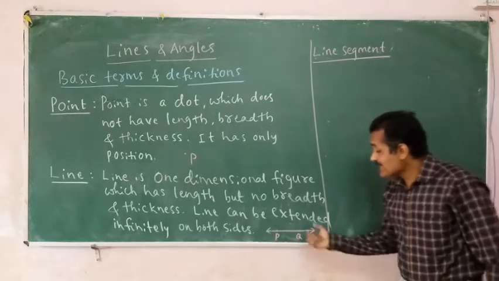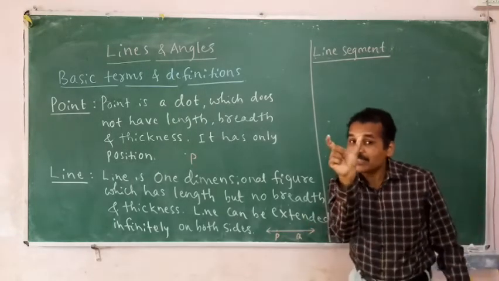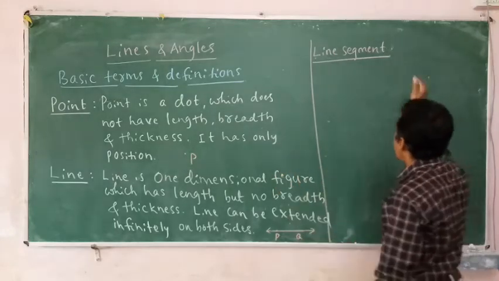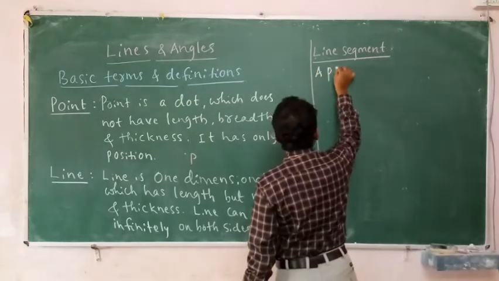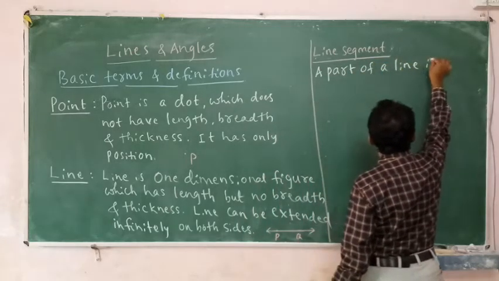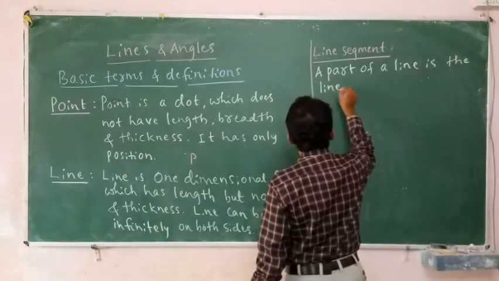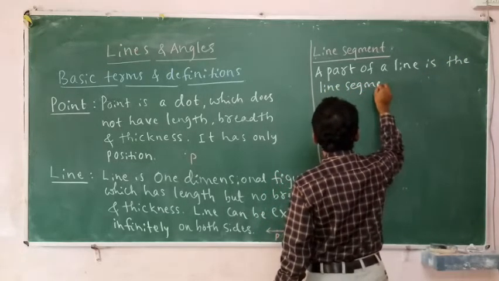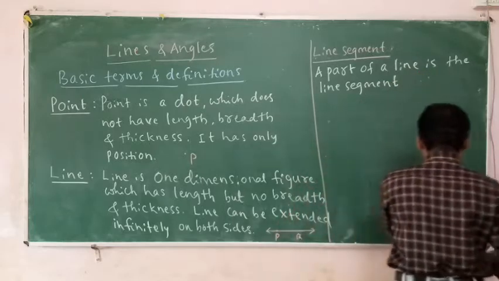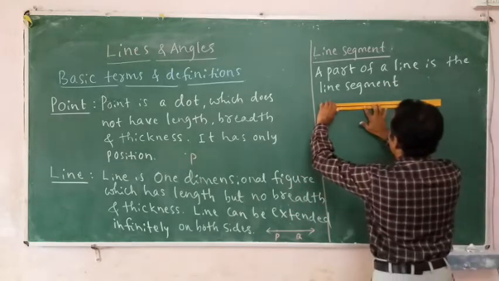Okay? What is a line segment? A part of a line, a fixed distance. A part of a line is called line segment. A part of a line is the line segment. How can I show a line segment? I can show the line segment like this.